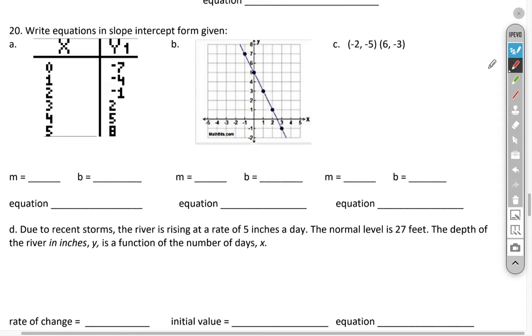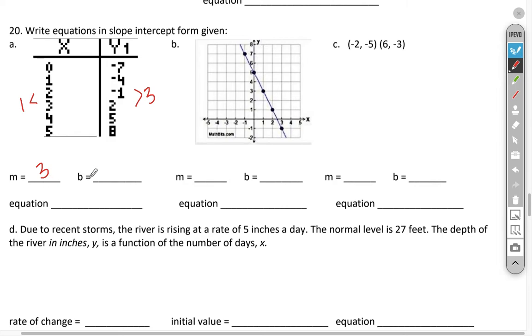All right, now we need to do the same thing, but we were given a chart, a graph, and 2 ordered pairs. So for A, we need to find our slope first, which we do by subtracting up. So 5, 4, 3, 2, 1, it's obvious the side is 1. Then 8 minus 5, 5 minus 2, 2 minus negative 1, negative 1 minus negative 4, and negative 4 minus negative 7. All of these are going to give us 3. So our slope can be 3 over 1, or we can just write it as 3.